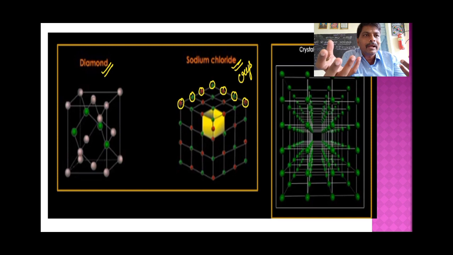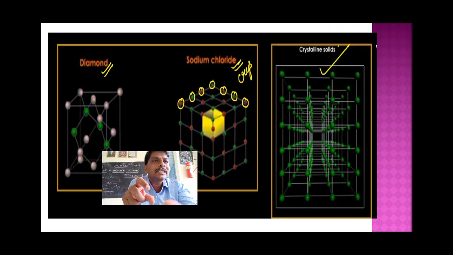Next, the next structure is sodium chloride. In sodium chloride, what are the constituent particles? Sodium and chloride ions. These ions are held together with strong electrostatic force. So in the second case, the binding force is strong electrostatic force. In the first case, in diamond, the binding force is covalent bond.